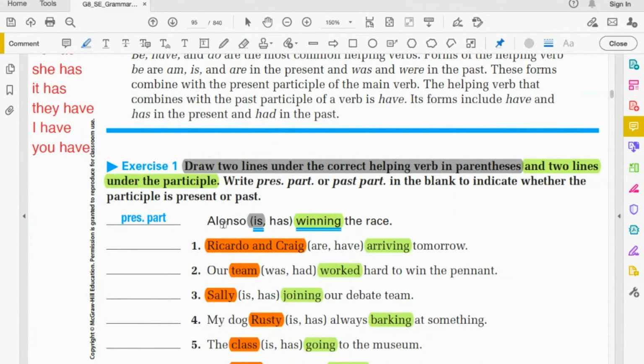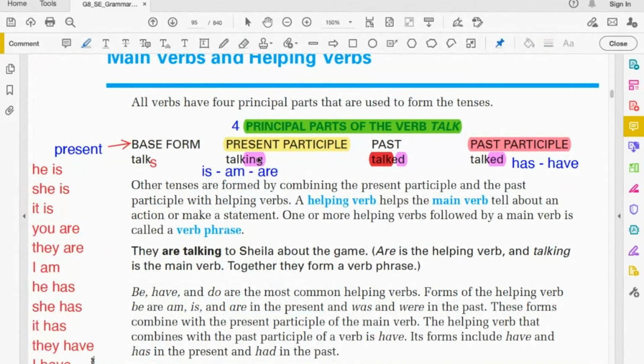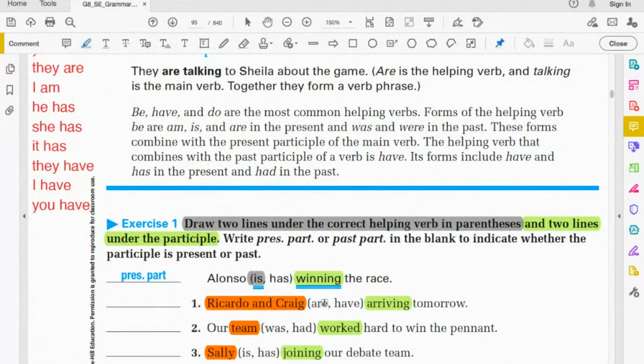Alonso, single person. He is winning. Ricardo and Craig. Have or are? Oh, wait a second. I'm still confused. I'm going to go back and look to the top. If I have a present participle, is has or have even an option? No, because that goes with the past participle. So I go back to my sentence. Ricardo and Craig are.